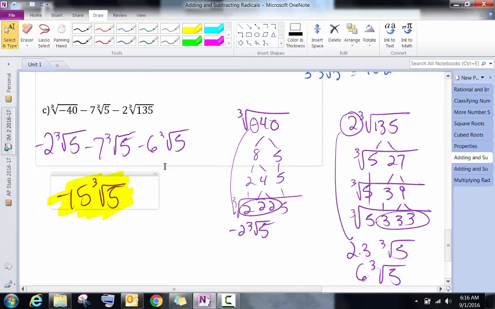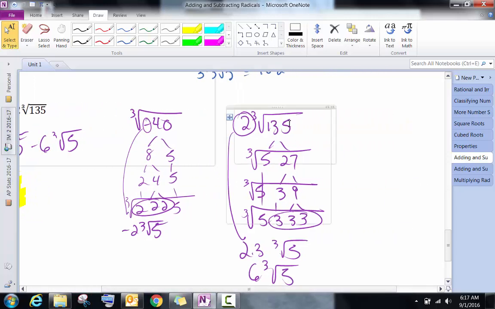Last one here. So the cube root of negative 40, we just bring down the negative, make the whole answer negative. 40 breaks down into 3 2's and a 5. It's an index of 3, so I want a group of 3. So I have one group of 3, I bring out my 2. 5 doesn't have a group, it's still stuck inside.